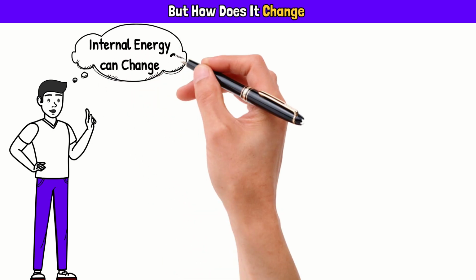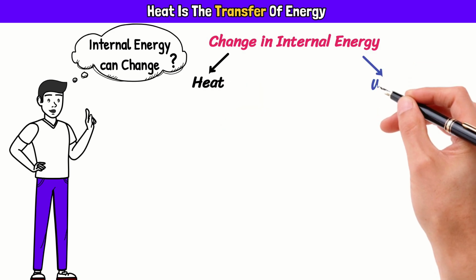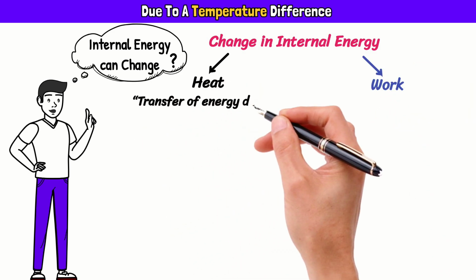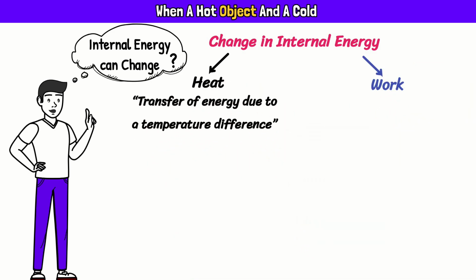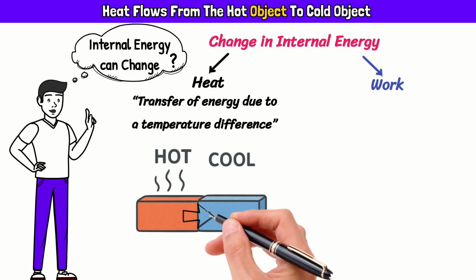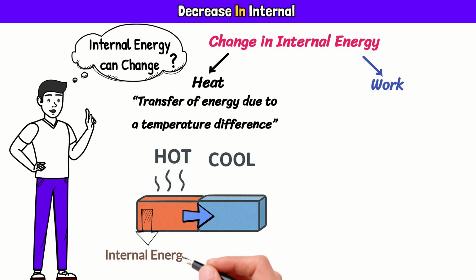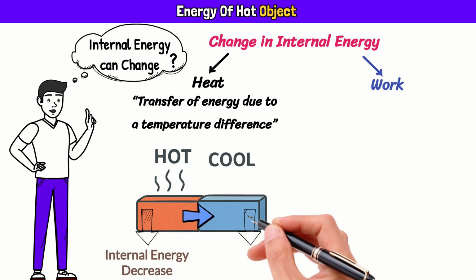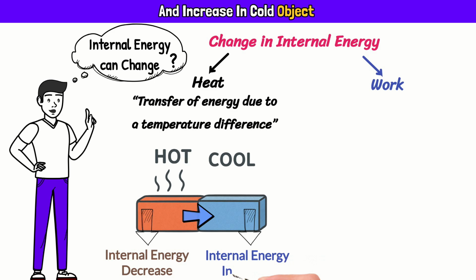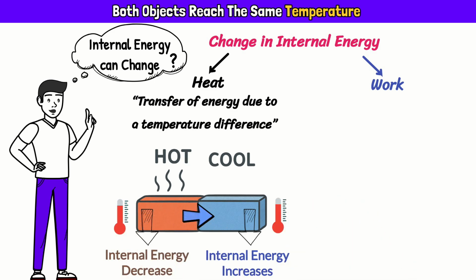But how does it change? There are two main ways, heat and work. Heat is the transfer of energy due to a temperature difference. When a hot object and a cold object are in thermal contact, heat flows from the hot object to the cold object. This heat transfer causes a decrease in internal energy of the hot object and an increase in the cold object. This process continues until both objects reach the same temperature.